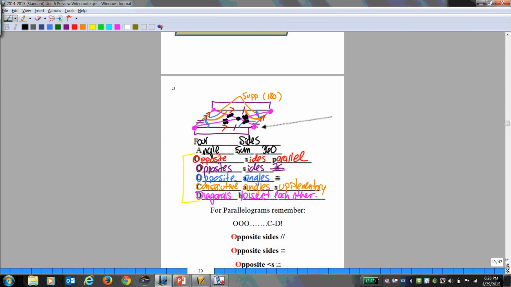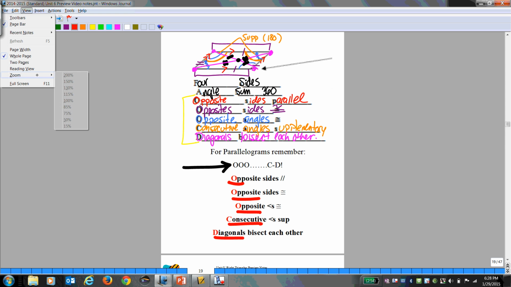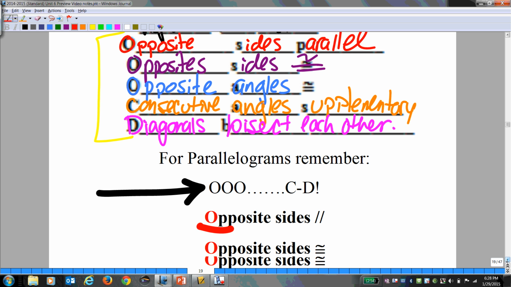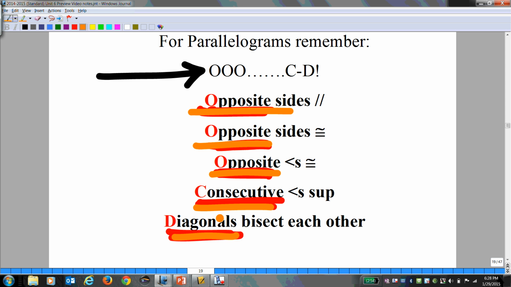Now, to help memorize these qualities, just remember this acronym, OCD. That stands for opposite, opposite, opposite, consecutive, diagonal. Say that with me 3 times. These are the 5 qualities of a parallelogram. OCD, opposite, opposite, opposite, consecutive, diagonal.